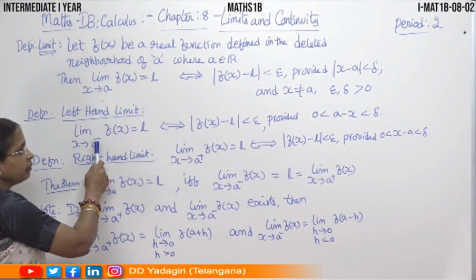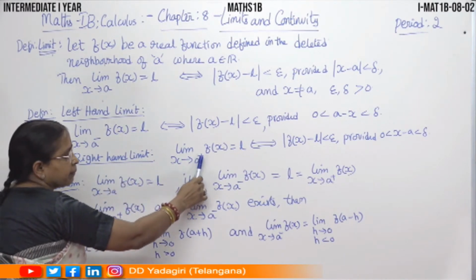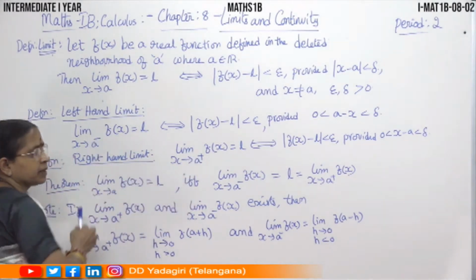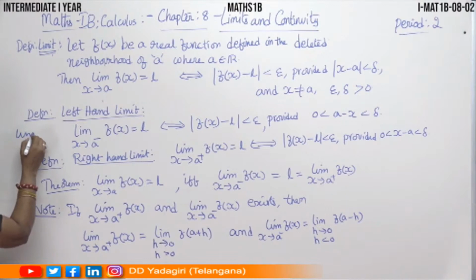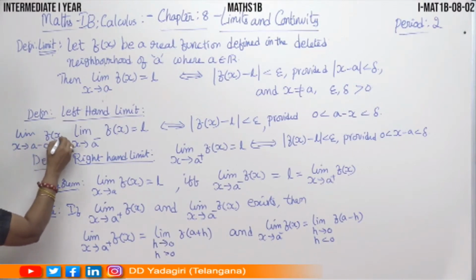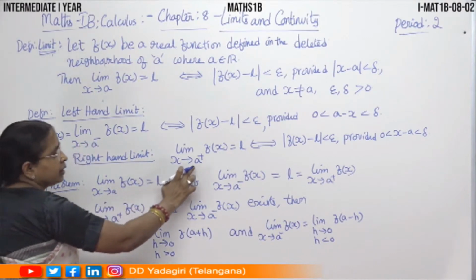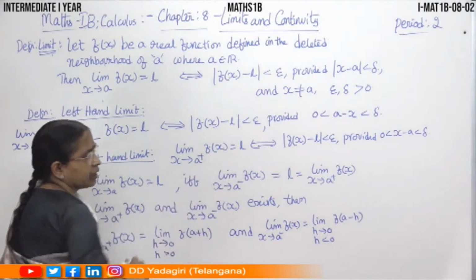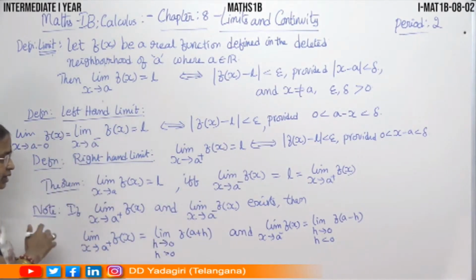Now for the left hand limit we write a minus, and for the right hand limit we write a plus. So these are the symbols. Sometimes we also write the limit as x tends to a minus 0. Like this we write a minus 0 for left hand limit and a plus 0 for right hand limit. These are some symbols that are used for left hand limit and right hand limit.